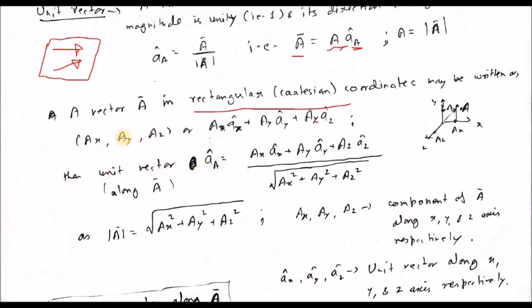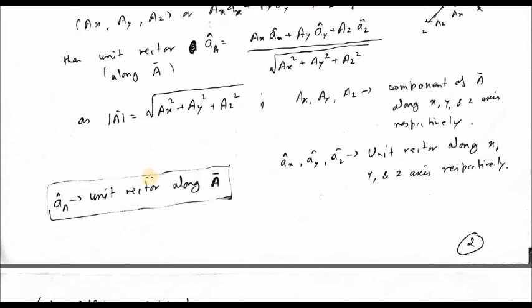So the unit vector along vector A will be what? Unit vector is what? Vector divided by its magnitude. So vector is what? Ax plus Ay plus Az, and its magnitude is the square root of Ax square plus Ay square plus Az square. So vector divided by magnitude will give you the unit vector along vector A.